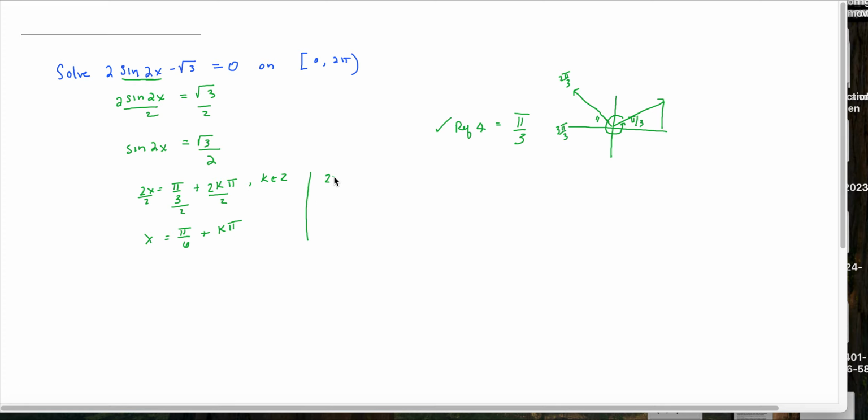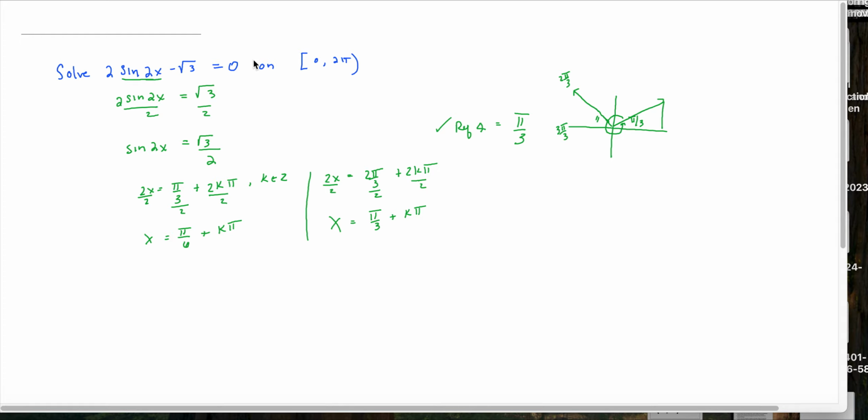Also, we would want to consider when 2x is equal to that second quadrant angle, so 2 pi over 3 plus 2k pi. Again, where k is an integer. So dividing everything by 2 to get x by itself, then x is equal to, so this would be 2 pi over 6, which would reduce to pi over 3. And then these, again, 2's cancel, so that's plus k pi.